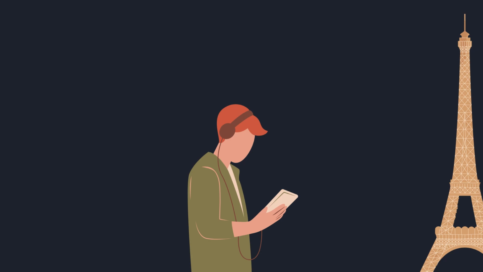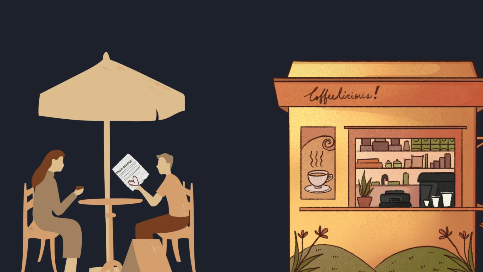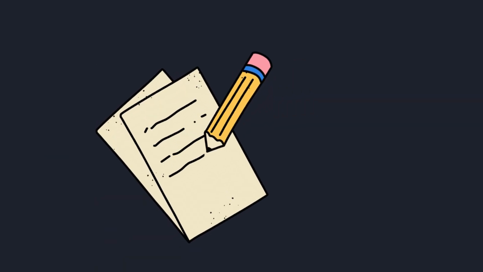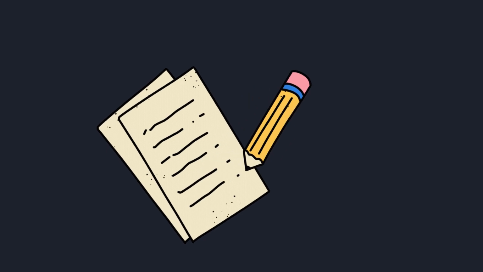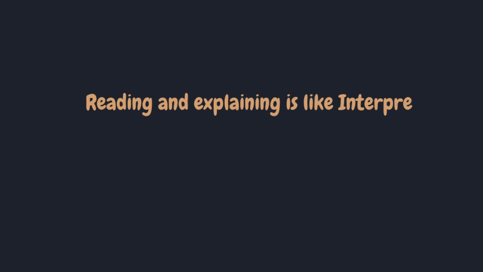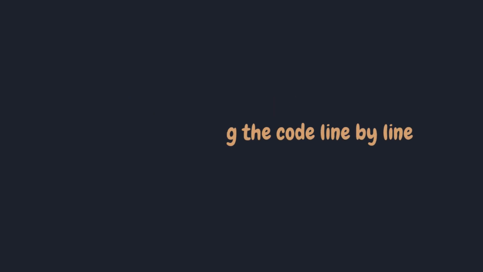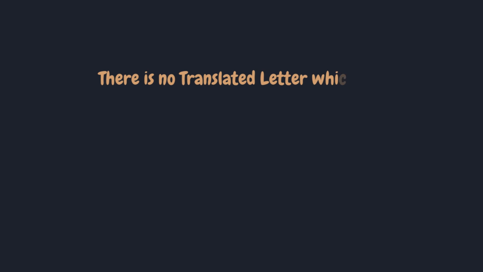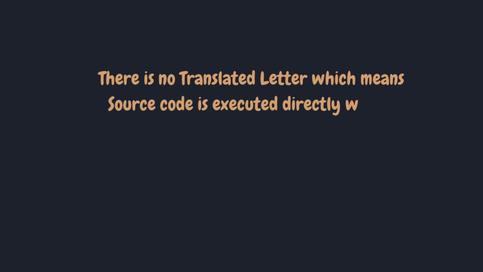Now imagine you have another friend who understands both languages. Instead of translating the entire letter, your friend reads and explains each sentence to your girlfriend as they go through it. Your girlfriend doesn't need a translated letter. They can understand and respond to your original letter in real time. In this analogy, your friend is an interpreter. Reading and explaining is like interpreting and executing code line by line. There is no translated letter, which means source code is executed directly without creating a separate executable file.